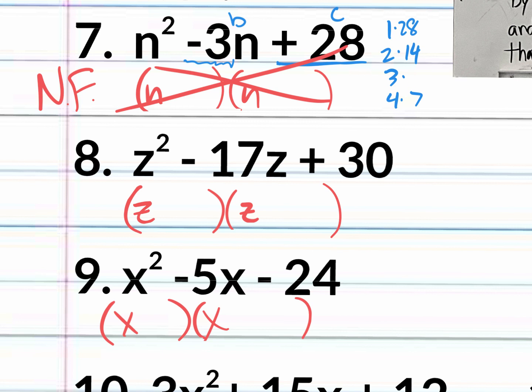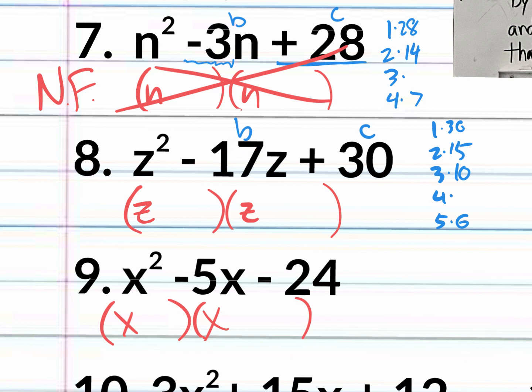Let's look at number 8. Once again, what times what is c, that if I combine together is b. Let's make a list of the multiples of 30. 1 times 30, 2 times 15, 3 times 10, 4 times doesn't work, 5 times 6. I would just say start adding them, right? Check it out. What is 1 plus 30? 31. Is that 31? No. 15 plus 2. 17. Hey, that's a 17. That's good, right? But 2 and 15 is +17, and we want it to be a -17.